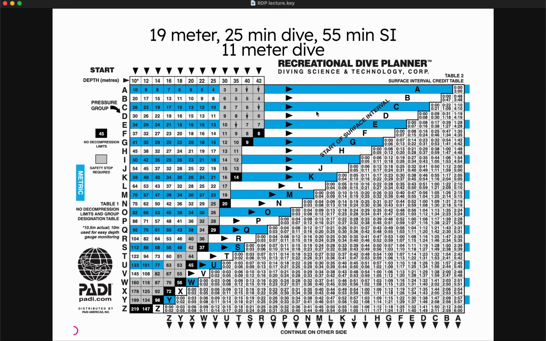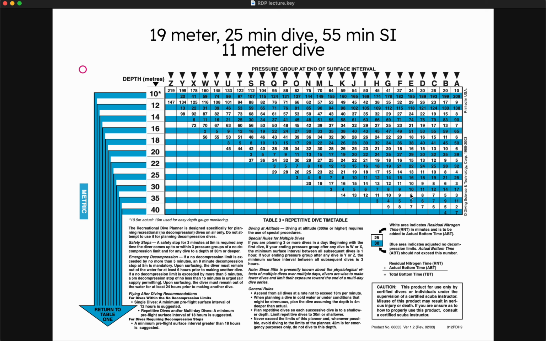So now we're going to introduce the other half of this dive table. If you go to your e-learning, you'll see there's two sides of this table. So here's what the other side looks like. And now we have depth in rows along the left side. And again, this can be in meters or in feet, depending on which you use. And on the top columns here, we have our pressure group at the end of our surface interval.